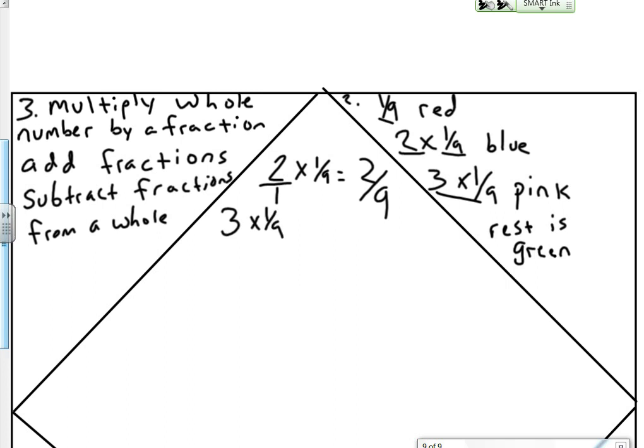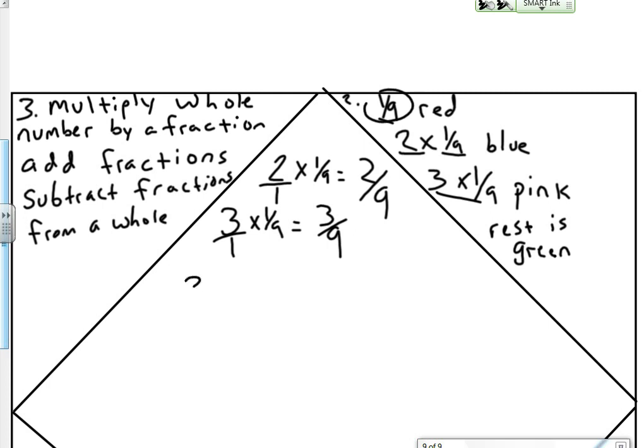3 times 1/9 will give me my pink. 3 over 1. 3 times 1 is 3. 1 times 9 is 9. Now, I know that 3/9 can be reduced, but for the purpose of this problem, we will not reduce until we get our final answer. Alright, so we know that blue, pink, and then red is 1/9. So we need to add all of those together and subtract it from a whole.